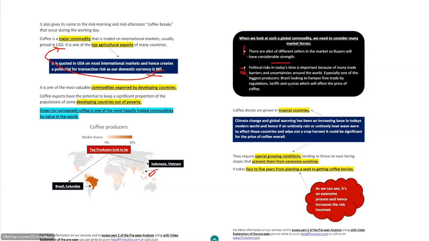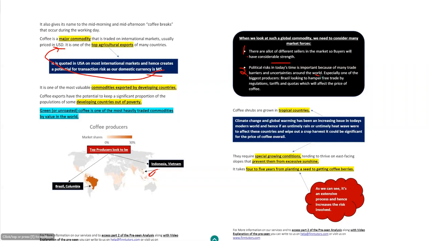Political risks in today's time are very important because of many trade barriers and uncertainties around the world. Take the very simple example of the US and China. It's not relating to coffee, but you can see that many industries are suffering because of these barriers. If you talk about coffee, then we'll have to talk about Brazil, which is one of the growing economies, but still has high uncertainty because of their new president. Brazil, one of the biggest producers, is known to hamper free trade by regulations, tariffs and quotas, which are affecting the price of coffee.